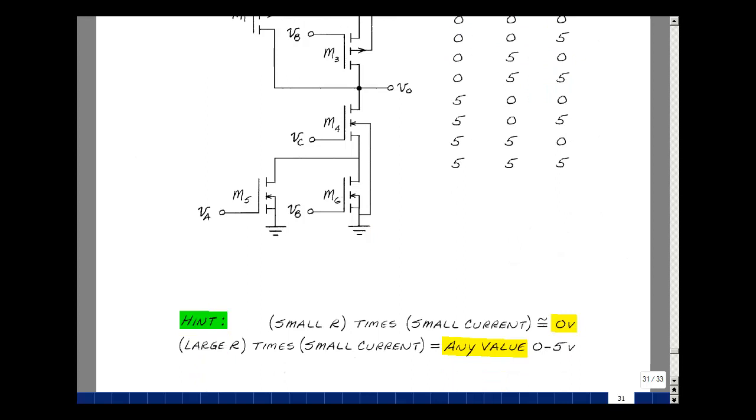If you recall in our Chapter 4 notes, we used a technique where if we had a small resistance multiplied by a small current, we treat it as 0 volts. Or if we had a large resistance multiplying a small current, it could be any possible value, but because it's between a 0 and 5 volt power supply, it does limit the range of numerical values.